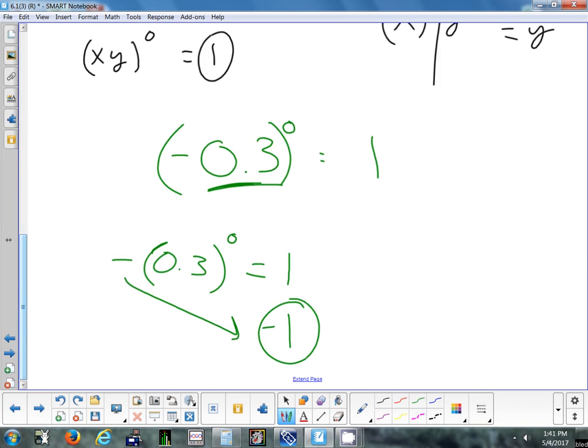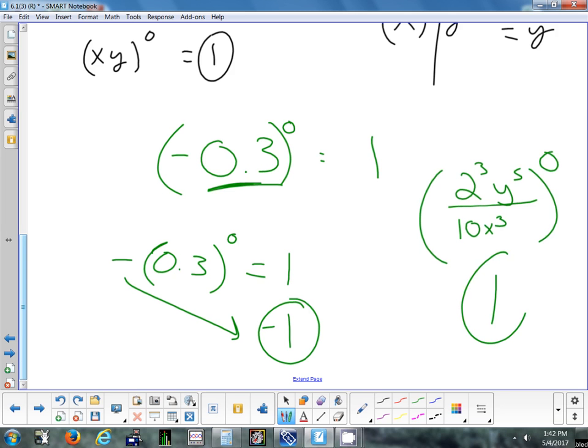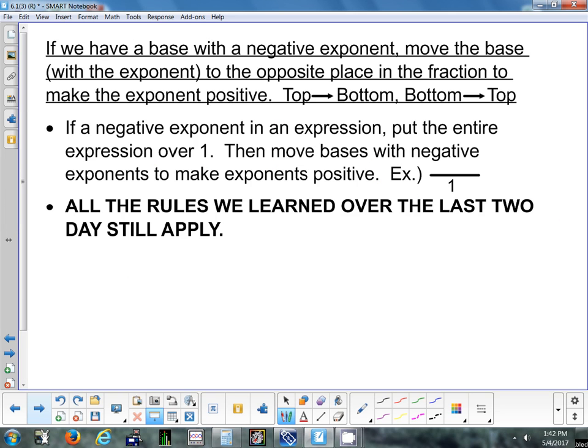So I'm just trying to show you guys that even if it's decimals, it doesn't matter. If it has, like Mr. Hager showed you, division, 2 to the 3rd, y to the 5th over 10x cubed, and it's to the 0 power, the whole thing is going to be 1. But if the 0 power is just on the top, then the top will become 1, the bottom will stay as is. So it works for anything, it doesn't matter.